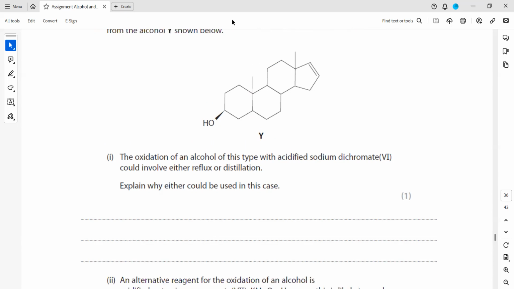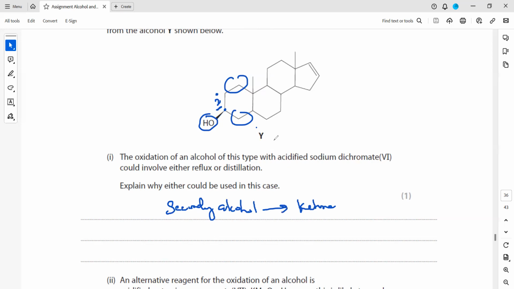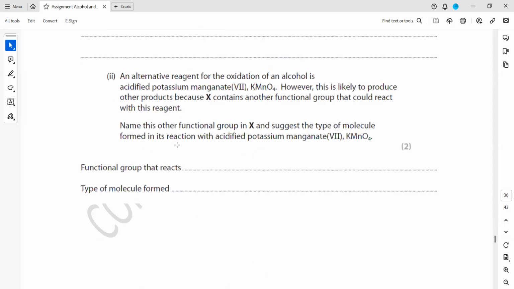Because this is a secondary alcohol. A secondary alcohol can oxidize to a ketone. There is no intermediate, because this carbon which is forming a bond with OH has two carbon chains around it. So this is a second degree or secondary alcohol. Because it is a secondary alcohol, it can only be oxidized to a ketone. So irrespective of whether we use reflux or distillation, the product will remain the same.